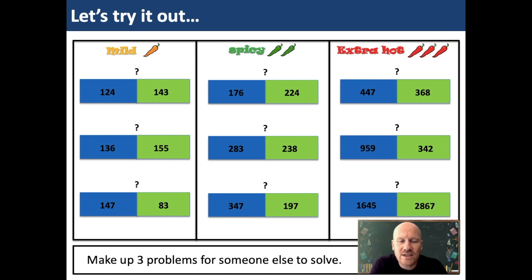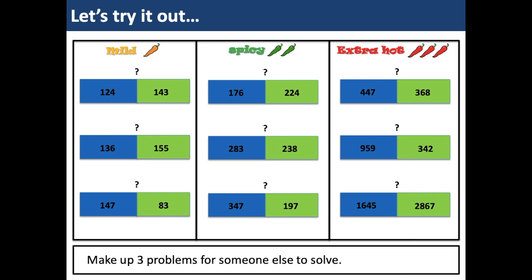Now, when you're choosing a set of questions, have a think about what is going to challenge you. If you think those mild questions are too easy, then have a look at the spicy. If you think the spicy are too easy, have a look at the extra hot. And if you think the extra hot are too easy, then why don't you have a go at making up values that you think will challenge you?